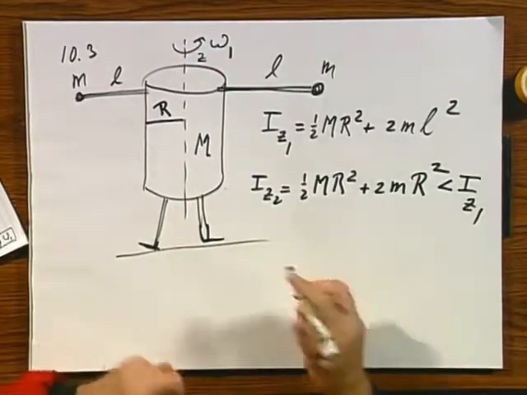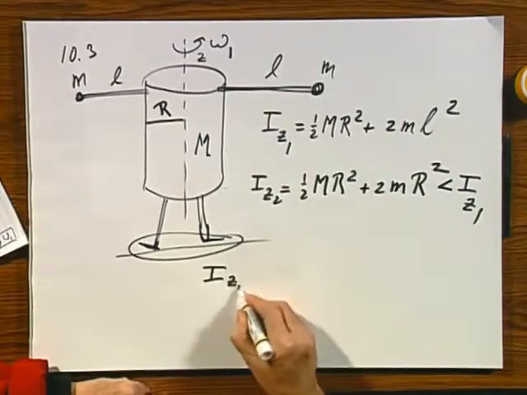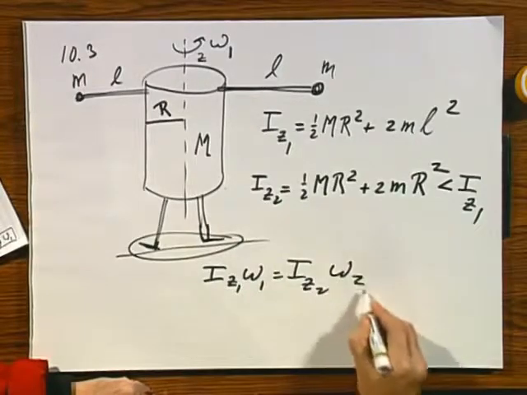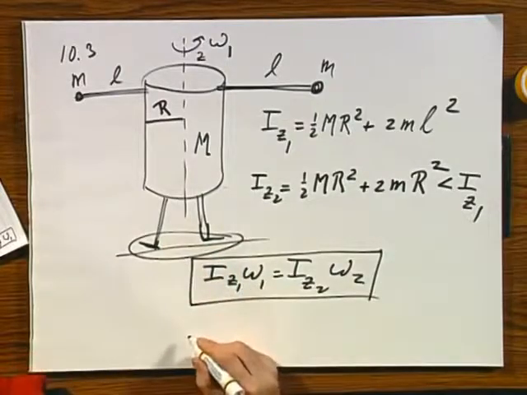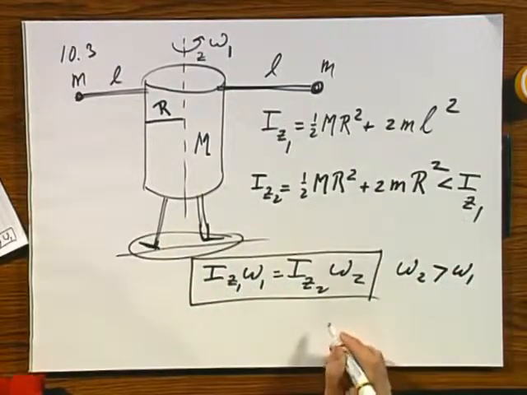If the person pulls her arms in and is not cheating here, then IZ1 omega 1 must be IZ2 omega 2. In other words, angular momentum is conserved if there are no external torques. And therefore omega 2 must be larger than omega 1.